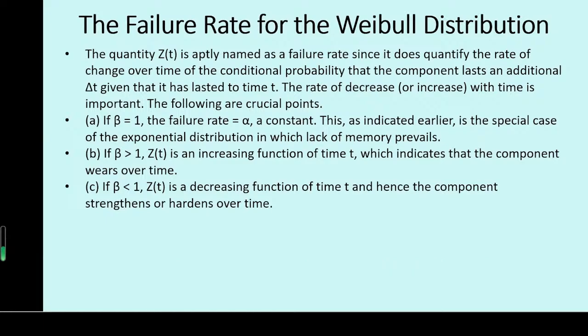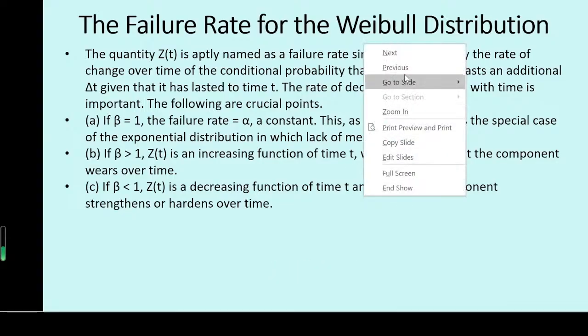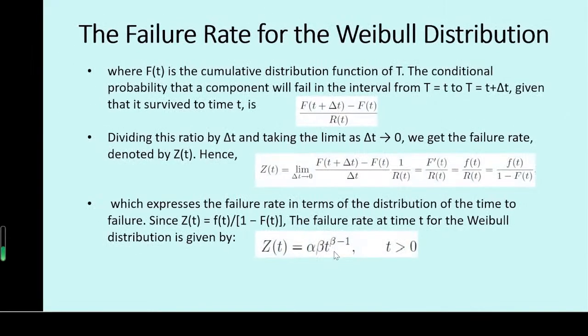So the rate of decrease or increase with time is important. The following are crucial points. In the Weibull distribution, if beta equals 1, we get the failure rate is alpha. If we look back, when beta equals 1, Z(t) equals alpha, right?